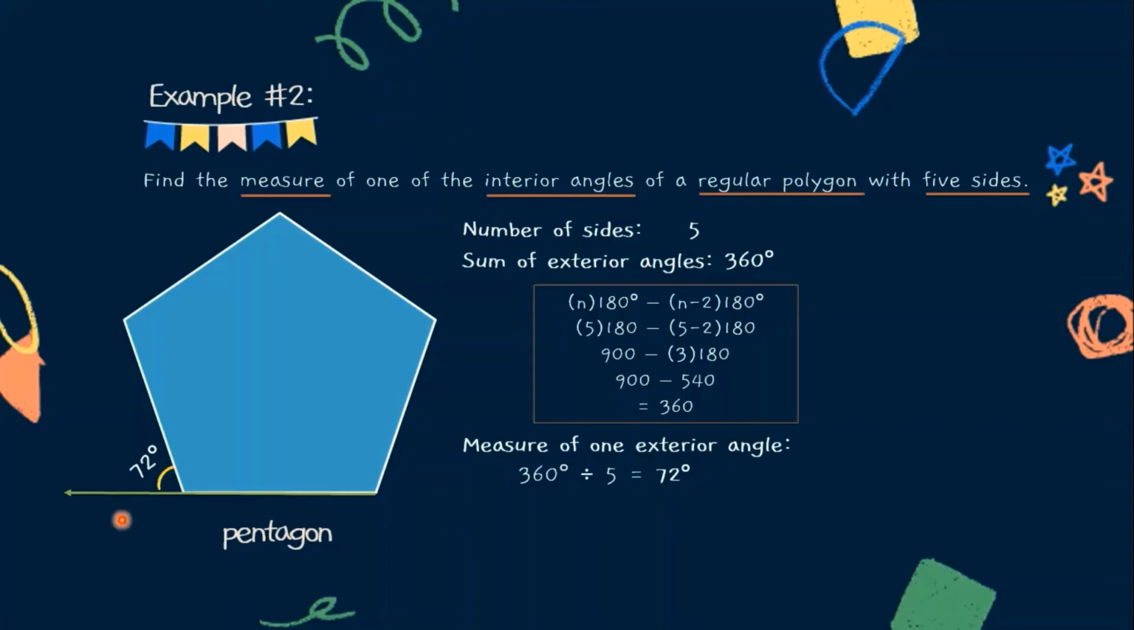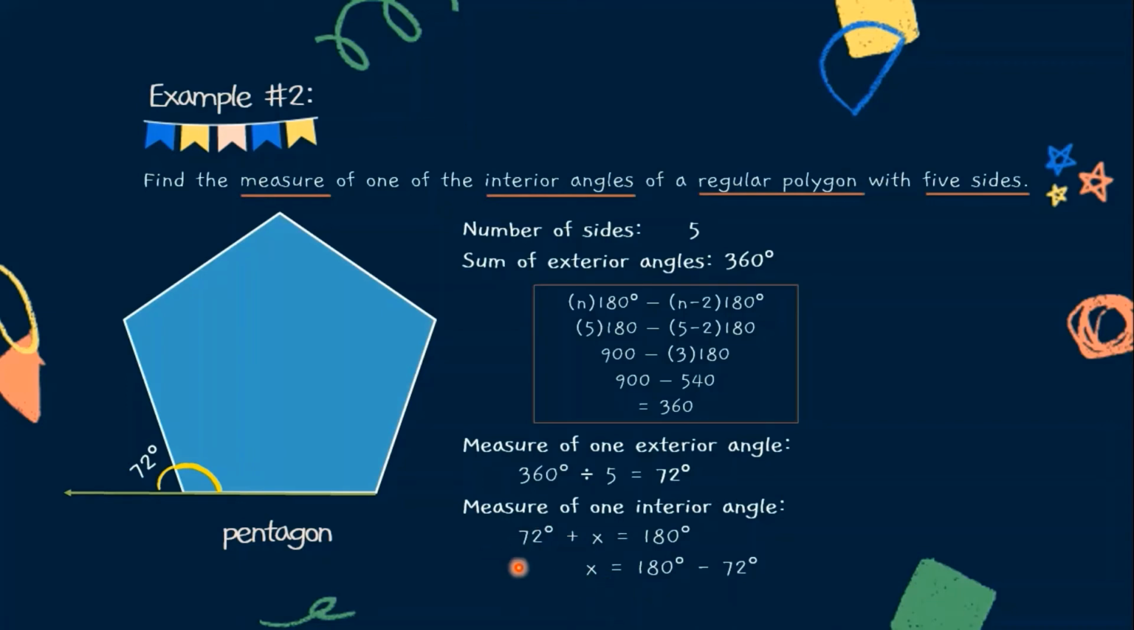We know that exterior and interior angles are always forming a linear pair. So if they form a linear pair, therefore, they are both supplemental and adjacent. Supplemental meaning, yung result nilang dalawa ng kanilang measurement is always equal to 180 degrees. So, knowing that relationship between interior and exterior angle, we can find the measure of one interior angle. 72 added to an unknown variable must be equal to 180 degrees. So, iwan natin dito yung x, yung unknown variable.